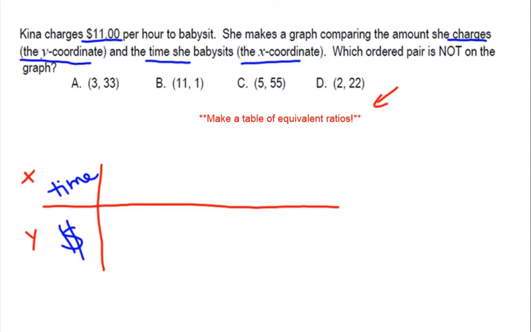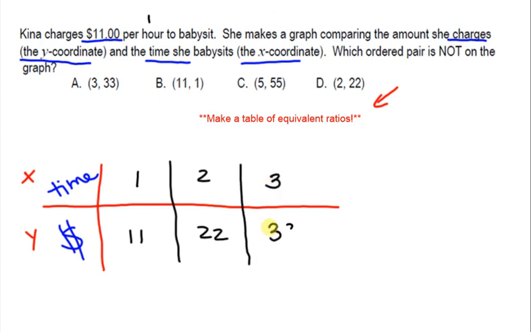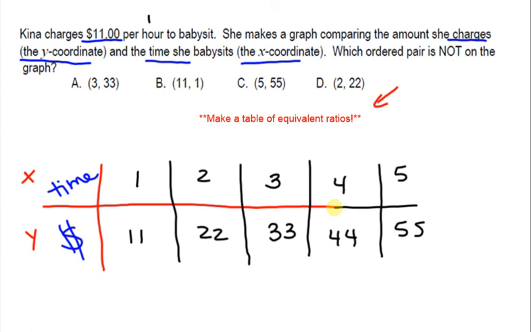Okay, so we can work with the answer choices or we can work starting from time. So if she works 1 hour, how much money would she earn? Well, per hour, 1 hour, she earns $11. Okay, what if she works 2 hours? Well, we doubled that, so we have to double this, 22. Okay, what about 3 hours? You guessed it, 33. What about 4 hours? 44. What about 5 hours? 55. And on and on.